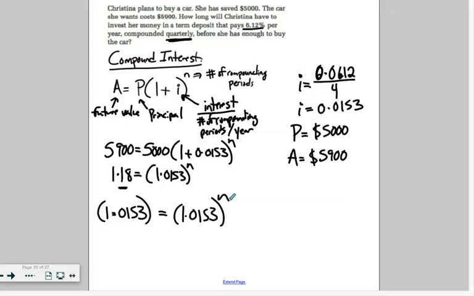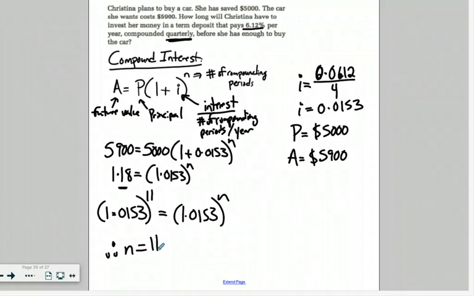1.0153 to the power of 11 is 1.1817. All right, so that's my best bet there. Okay, so what we've got here then is we can rewrite that as 1.0153 to the power of 11 is equal to 1.0153 to the power of n, which therefore means that n is equal to 11.